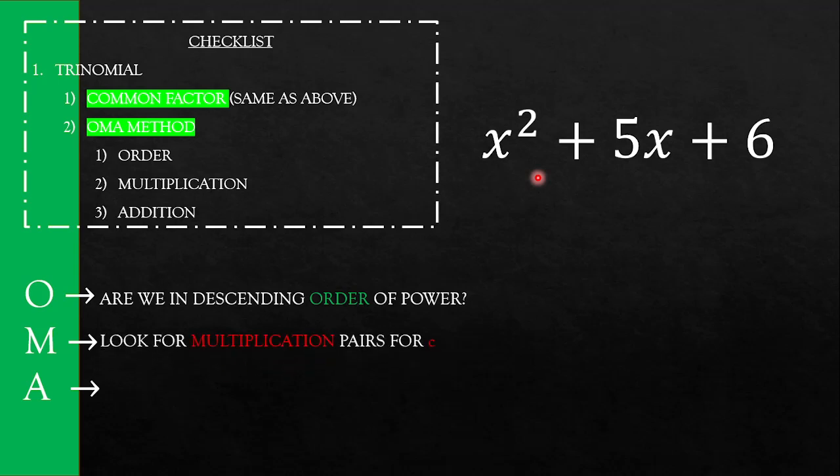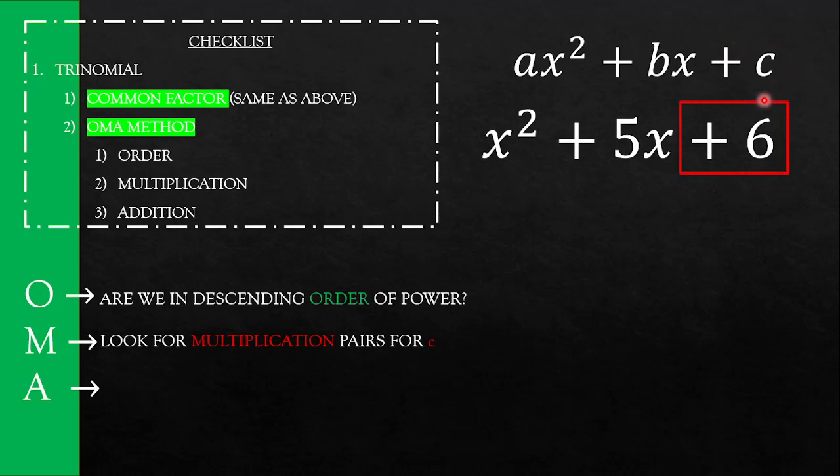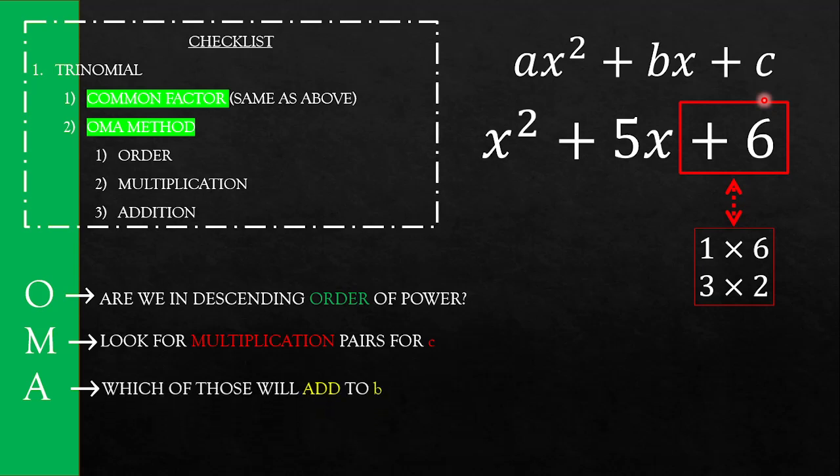So our second step is multiplication. We've got to look for multiplication pairs for c. Now if we bring back our standard form from the slide before, c is 6. Now, multiplication pairs is us looking at 6 and finding 2 numbers that multiply to get 6. So we got 1 and 6, 3 and 2. Now, which of those will add to get b? So b is a positive 5.